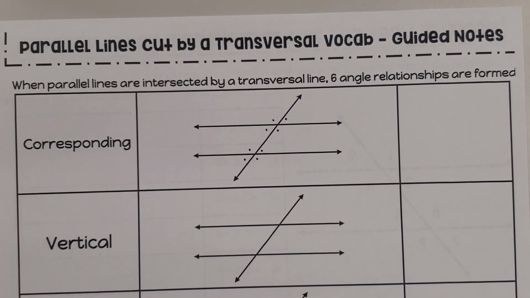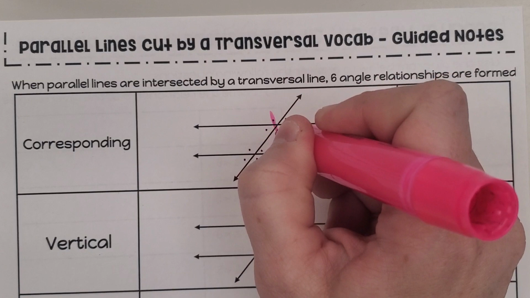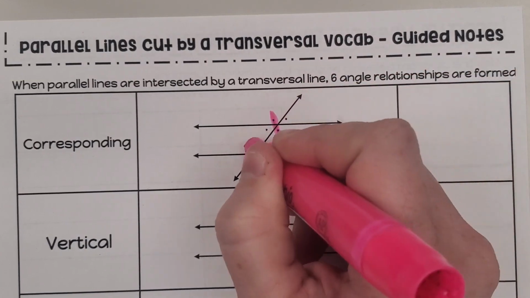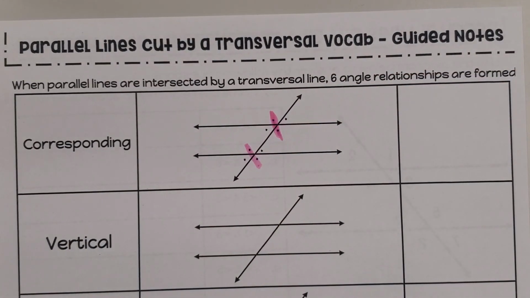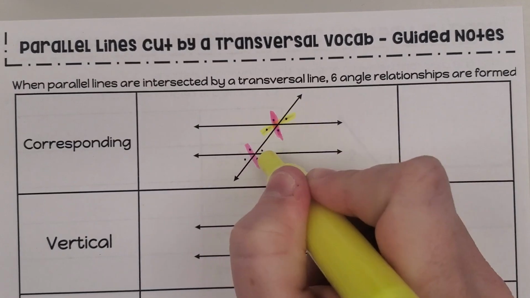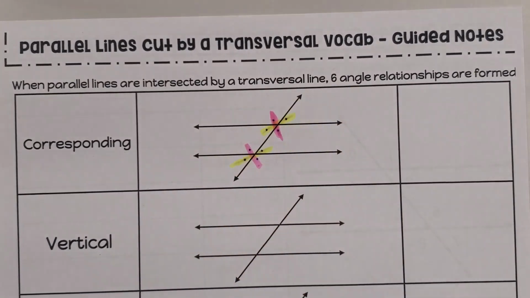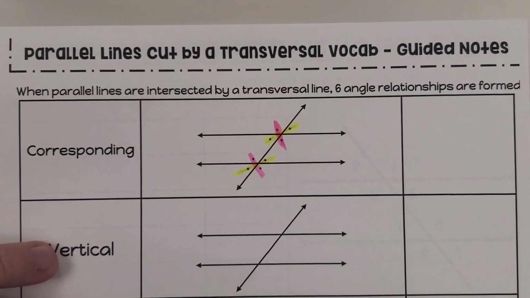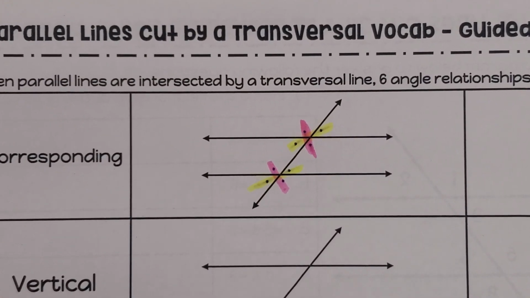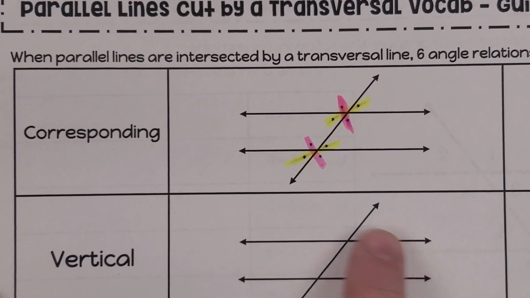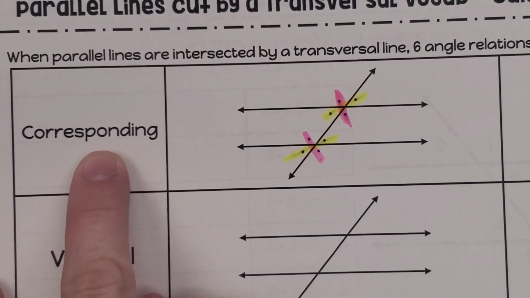We have been practicing in class to actually highlight those angle pairs to figure out how they are going to be related to each other, and if they're going to be equal to each other or if they would add together to equal 180. We're going to take this a step further and actually put names to these angle pairs. So our first set of angle pairs is called corresponding.